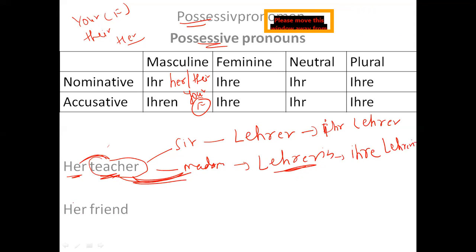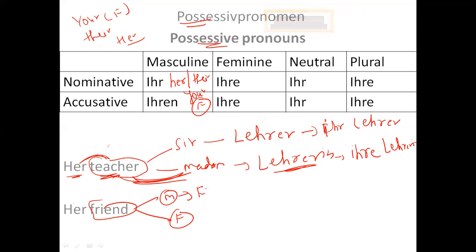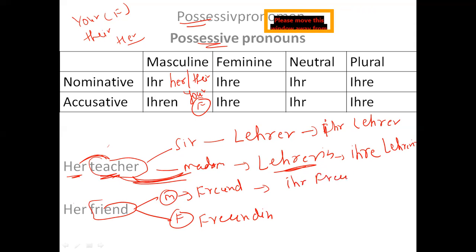If I say her friend, now friend can be male, can be female. If it is a male friend, then it would be Freund, and if it is a female friend, then it would be Freundin. So if I say her friend, it would be ihr Freund or ihre Freundin, right? This is in nominative only. It can be ihren if I use it in accusative, right?